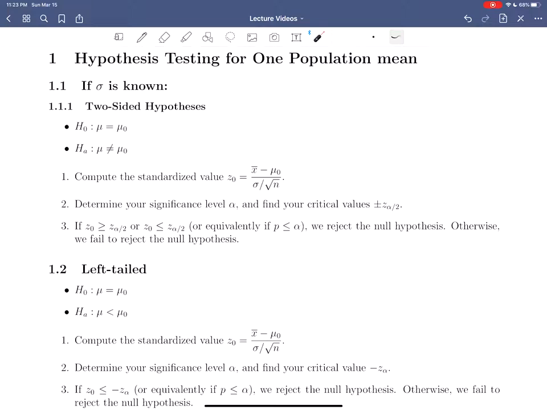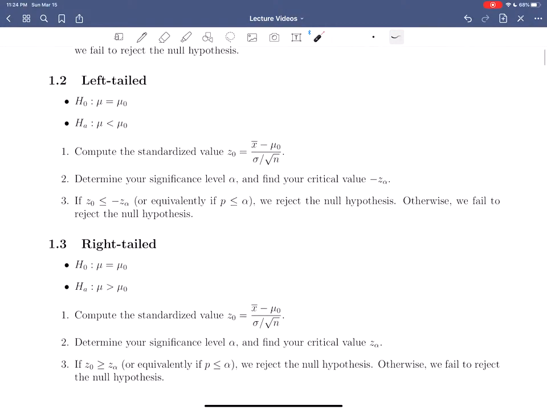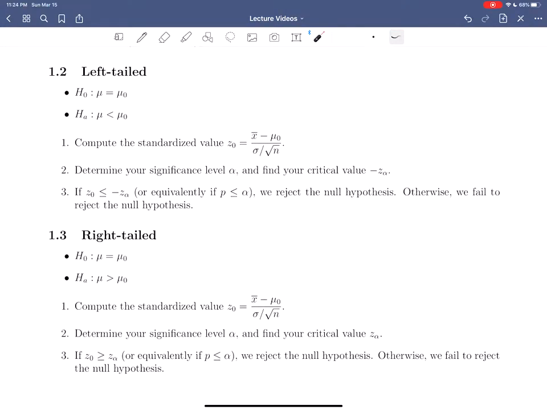Alternatively, you can calculate the p-value. This side is p less than or equal to alpha. And if it is, then you reject the null hypothesis. If not, you do not reject the null hypothesis. Okay, that's how it's going to work for all of these. So if z naught is in your rejection region, you reject. Otherwise, you don't. Or if p is less than or equal to alpha, you reject. Otherwise, you do not. Okay, that is hypothesis testing.